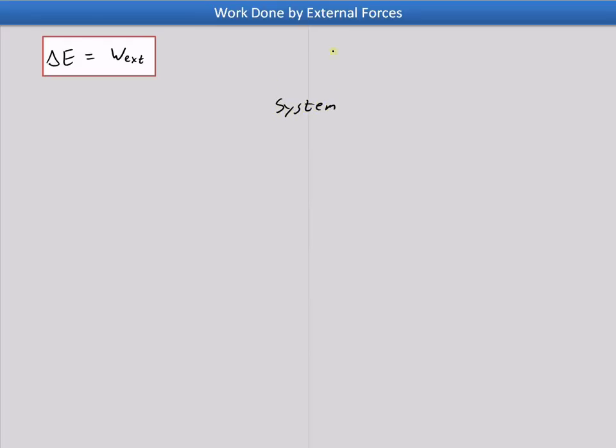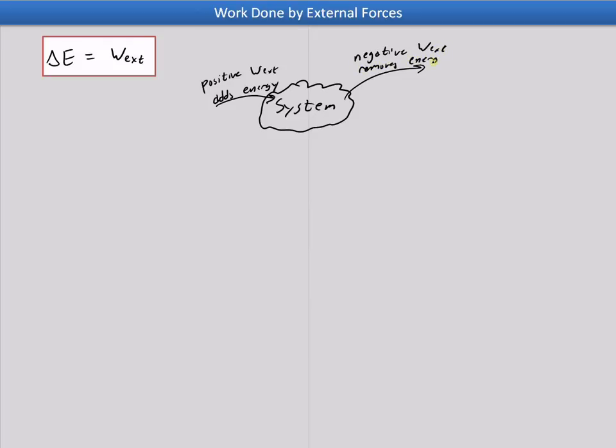So, just a picture to have in our heads. Our system is something, okay? We don't really worry about what it is at the moment. And we can have positive external work, and that adds energy to our system. Or we can have negative external work, which removes energy from our system. And when we say external work, what we mean is the net external work, so the total effect of all of the forces acting on a system.